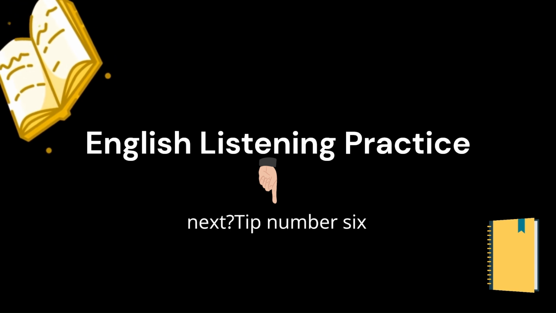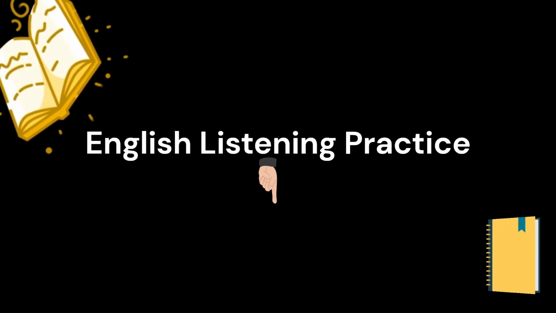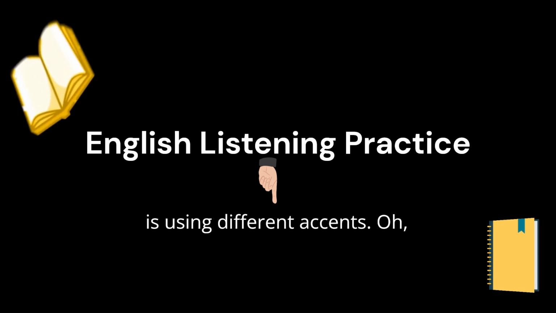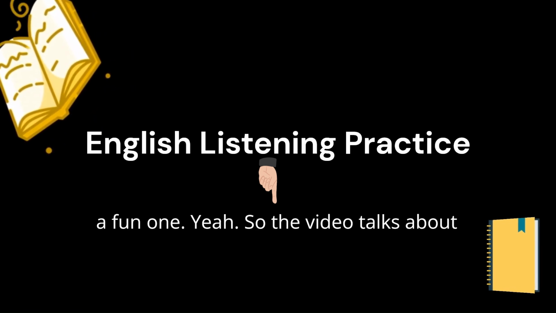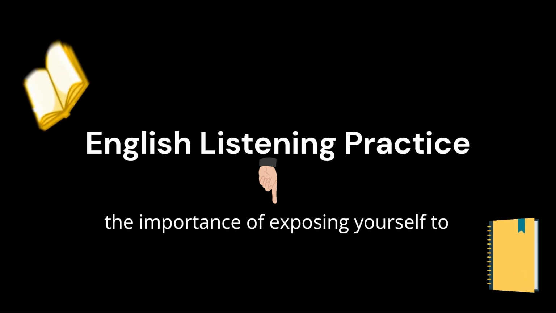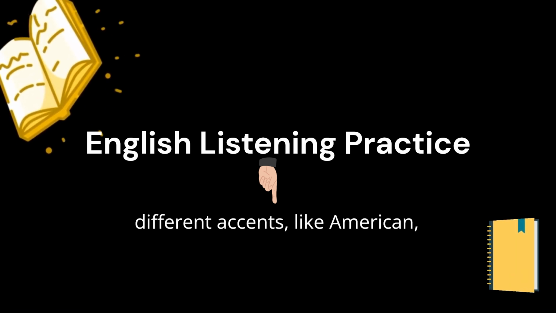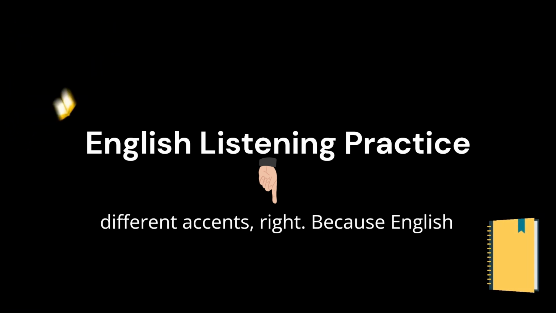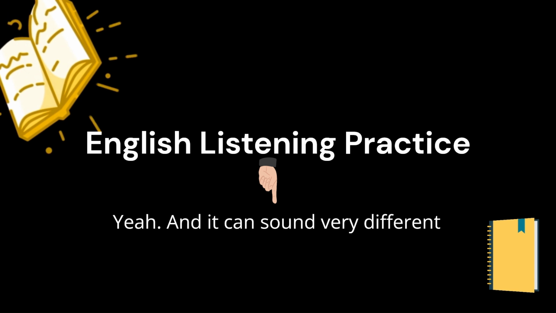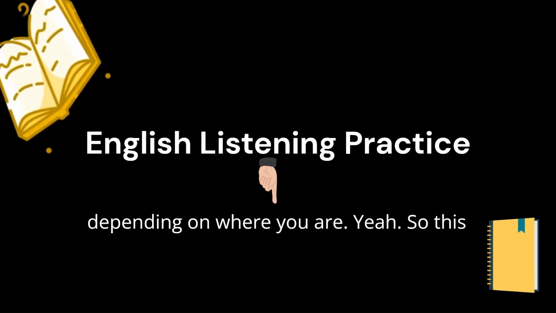Exactly. What's next? Tip number 6 is using different accents. Oh, accents. This is a fun one. Yeah, this is a fun one. So the video talks about the importance of exposing yourself to different accents, like American, British, Australian. Yeah, all the different accents. Because English is spoken all over the world. Exactly. And it can sound very different depending on where you are.